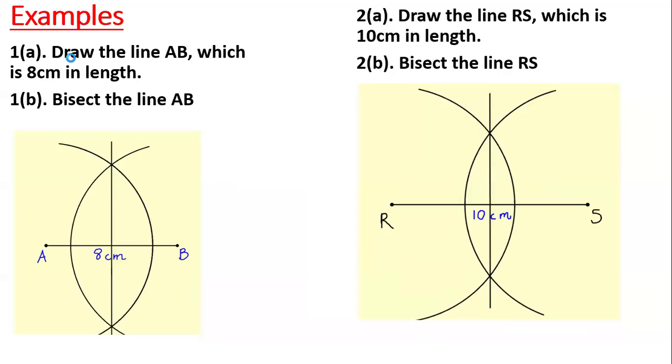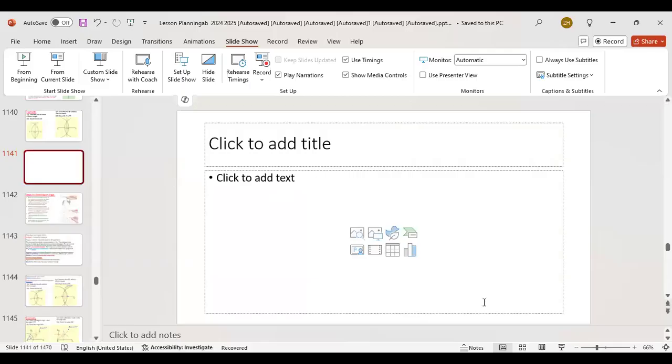Yes, sir. Good. Now, steps for constructing the bisecting of an angle. And again, bisecting is just cutting the angle how? In half. Very good.